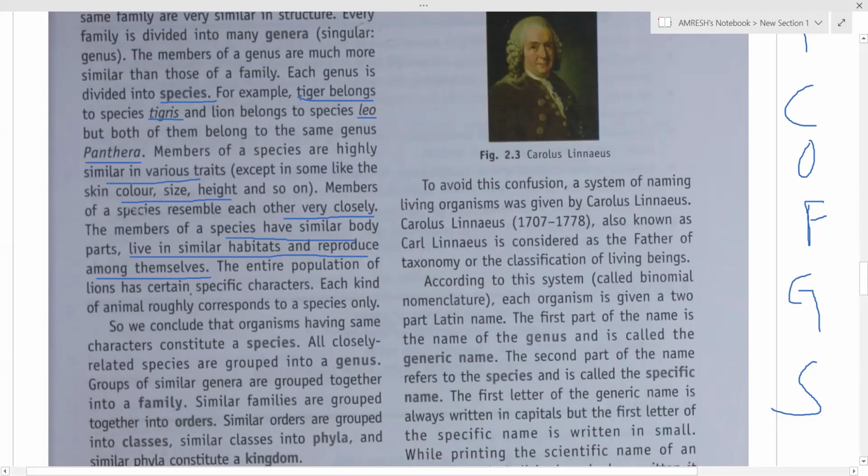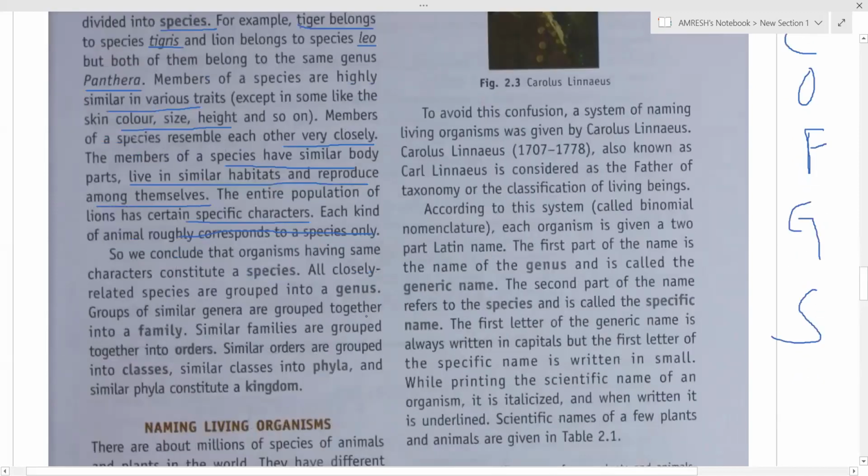The entire population of lions has certain specific characters. Each kind of animal roughly corresponds to a species only. Okay, so we conclude that organisms having the same characters constitute a species. All closely related species are called a genus. Groups of similar genera, the genus plural form is genera, are grouped together to form a family. Similar families are grouped into orders. Similar orders are grouped into classes, similar classes into phylum, and similar phylum into kingdom.